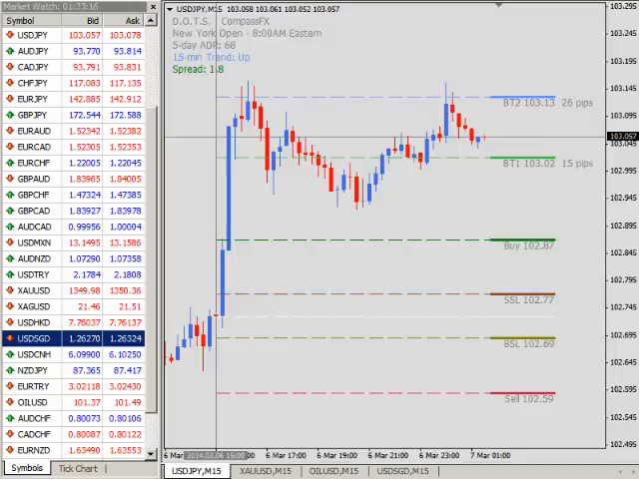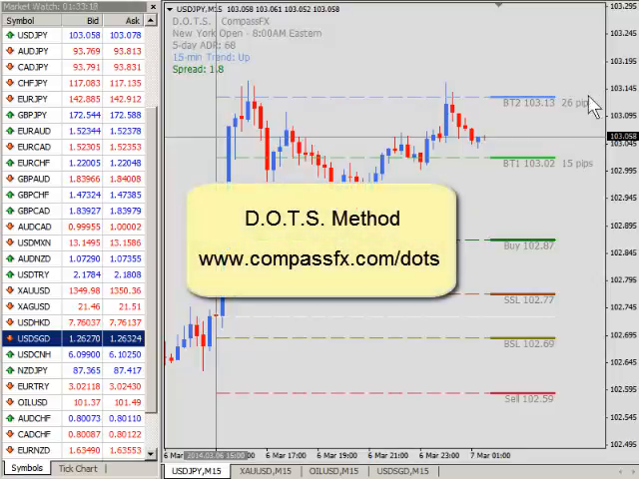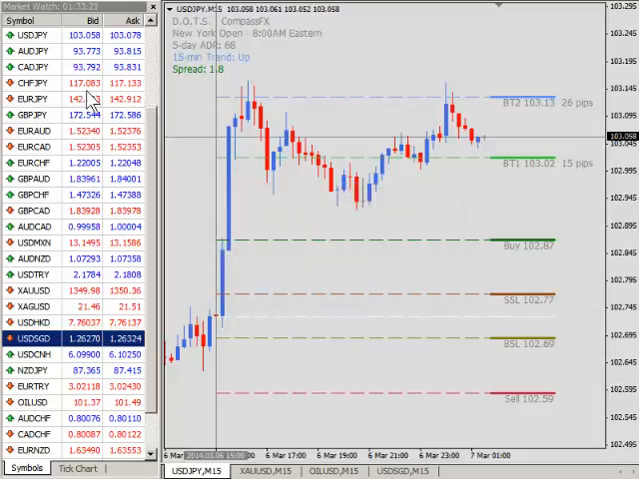One of the questions I'm often asked by traders that use the DOTS method indicator is, will the DOTS method work on other financial instruments shown in the MetaTrader 4 Market Watch window? And the simple answer is yes, except for a couple of caveats. And I want to talk about that in today's video.